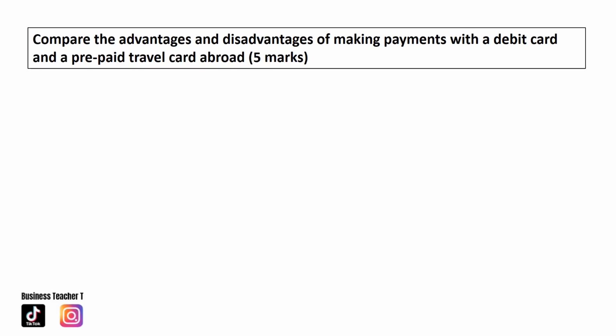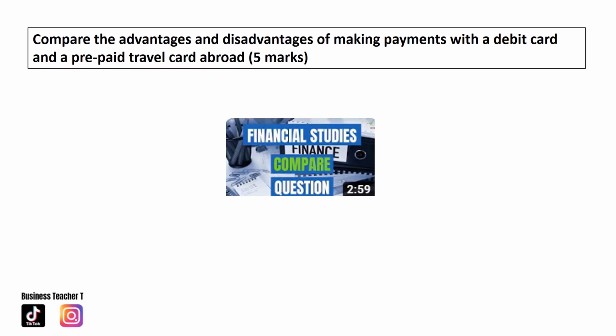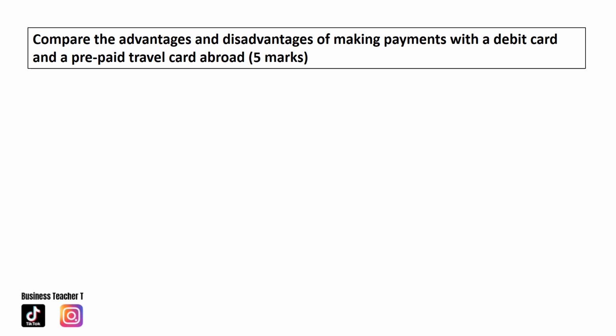Our next question is a compare question. Compare the advantages and disadvantages of making payments with a debit card and a prepaid travel card abroad. 5 marks. Now for this 5 marker, you should make a good attempt to compare the advantages and disadvantages of using a debit card and prepaid travel card. There's a good balance to the answer in terms of both debit cards and prepaid travel cards. What I'm including is some points you might mention, you wouldn't mention them all.